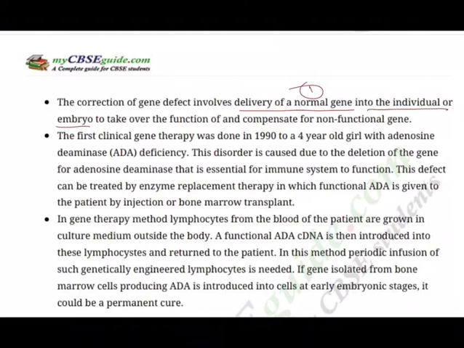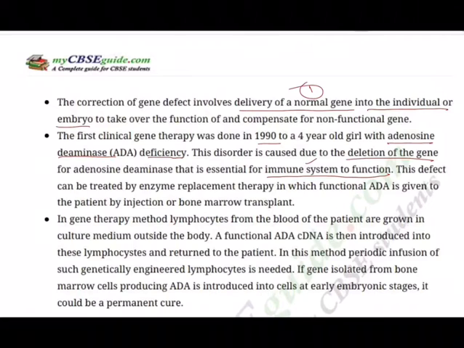The first clinical gene therapy was done in 1990 to a 4-year-old girl with ADA deficiency. What is this ADA deficiency? A for adenosine. You remember adenosine, a nitrogenous base. Deaminase deficiency. Adenosine deaminase deficiency. This disorder is caused due to the deletion of the gene. See, the gene is deleted for adenosine deaminase, that is essential for the immune system to function.